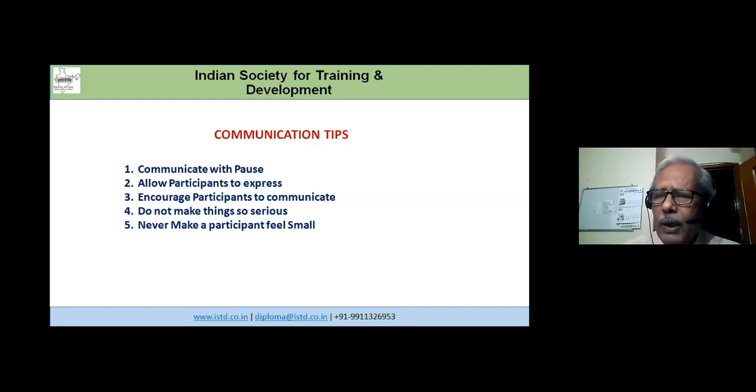Because when you keep talking continuously, the trainees are in a race to understand what is being said. So giving a little pause helps them to recapitulate what has been said, and think about what is said and how they're going to receive it later on. So communicate with the pause, that's very important.